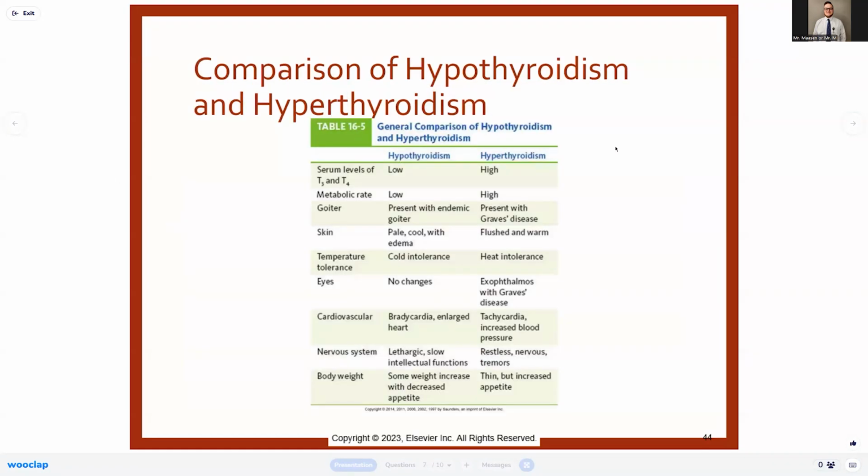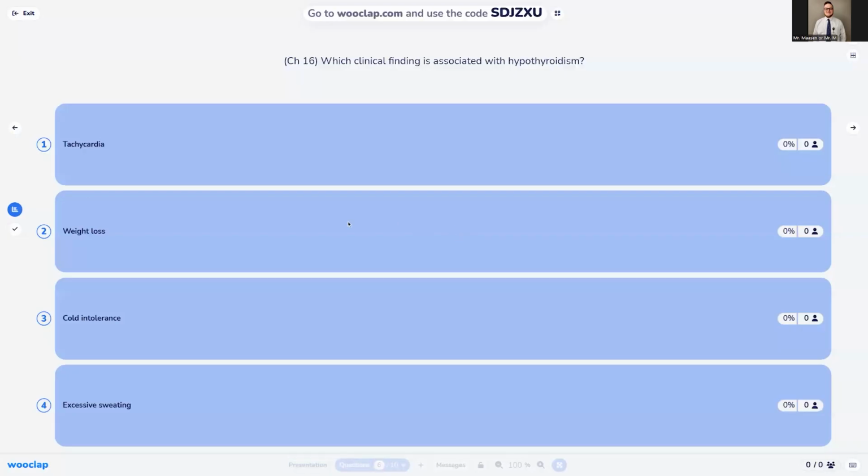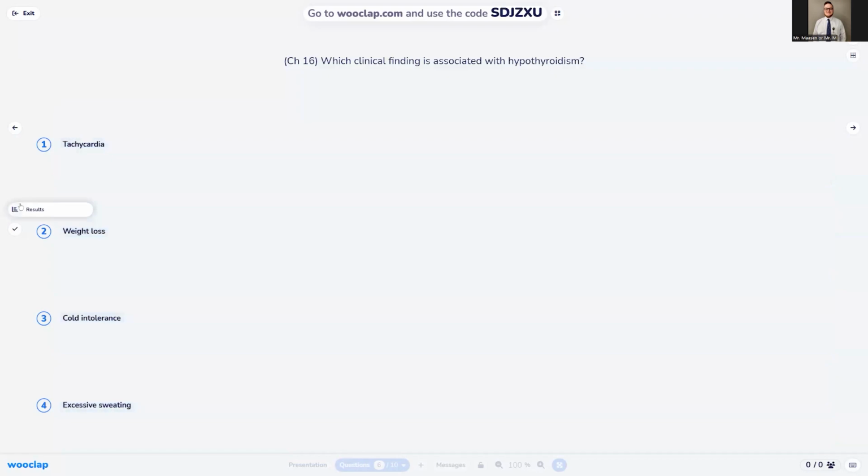So hyperthyroidism versus hypothyroidism. This is a good chart to kind of talk about what you're going to see. Typically, the metabolic rate's going to be low, weight gain, cold intolerance, that sort of stuff is where you're going to see that. So, which clinical finding is associated with hypothyroidism?